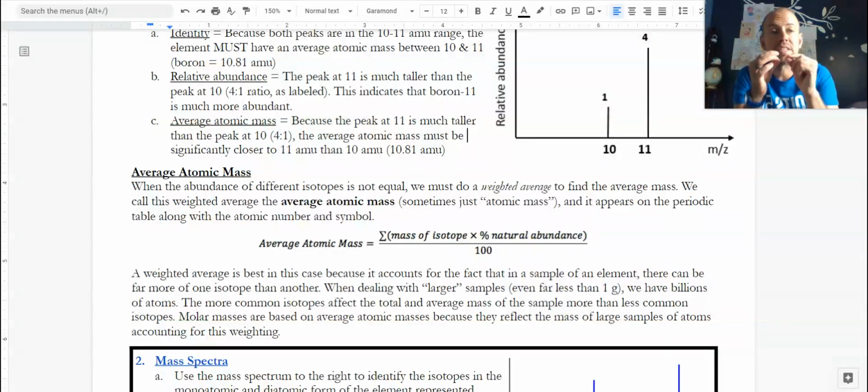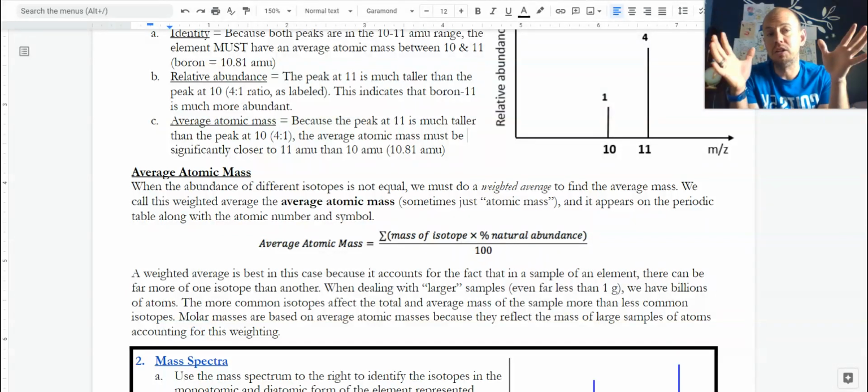And even when we have a tiny, tiny sample, just maybe even 1 gram of something, that contains billions upon billions of atoms. And if that element has more than one isotope, it'll have a mixture of all of those isotopes. We don't want to represent just one isotope or another. We want to show, on average, what is the weight of that sample. That is the average atomic mass. It's a weighted average that accounts for the mass of each isotope and its natural abundance.